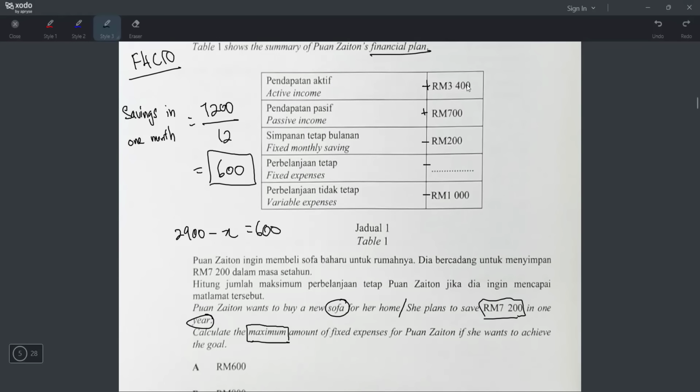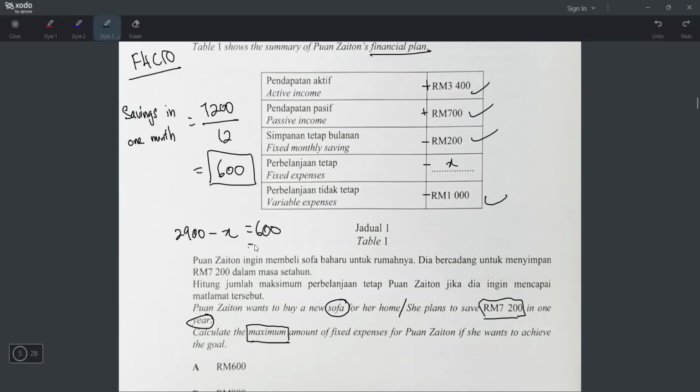Okay, understand? So you take this one plus this one minus this one minus this one, but I still have to minus the fixed expenses to get the amount she can save, right? But if I want to buy the sofa, I need to make sure I save 600 a month. That's why I have to take 2900 minus X equals 600, and I can find my X, then I would know how much the fixed expenses are here.